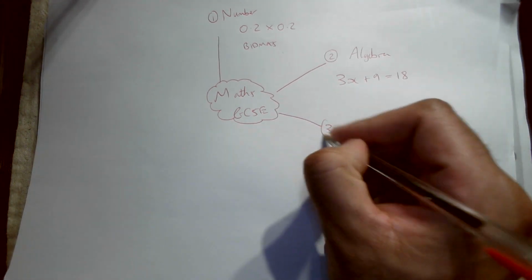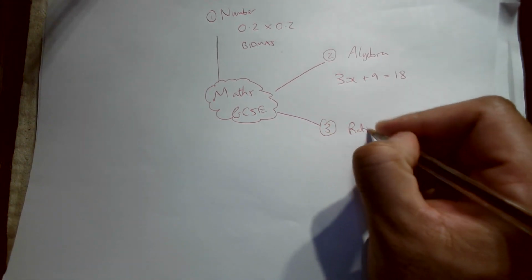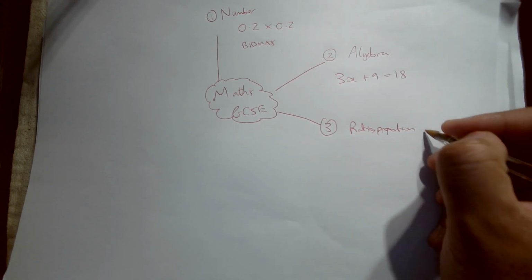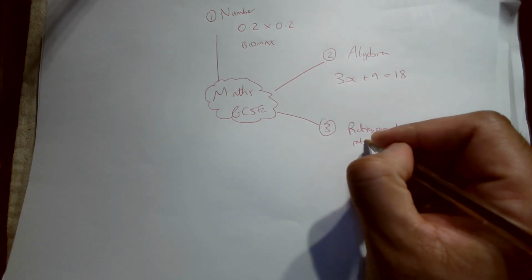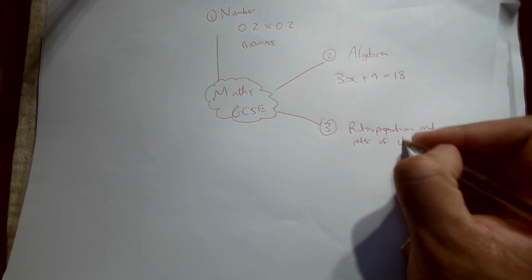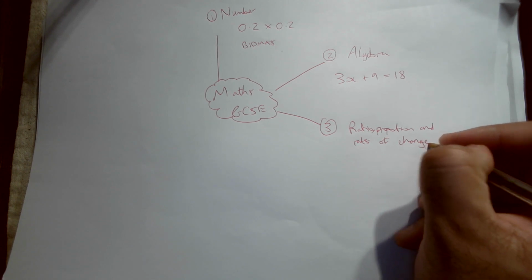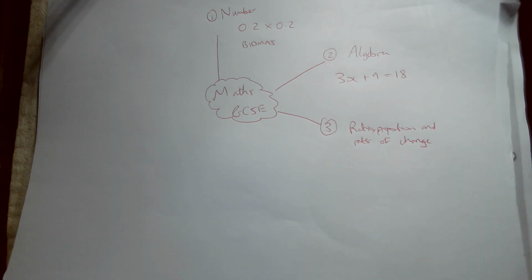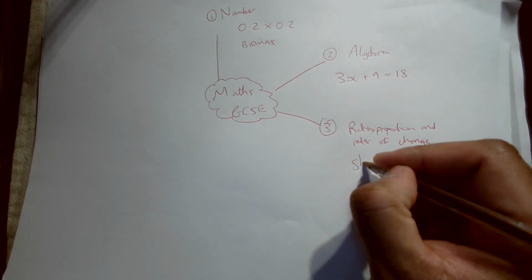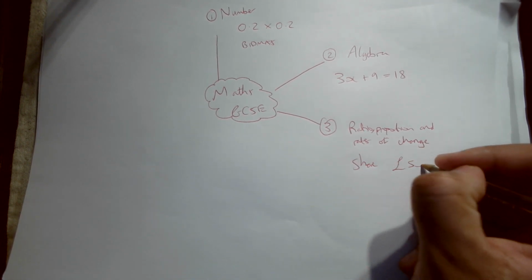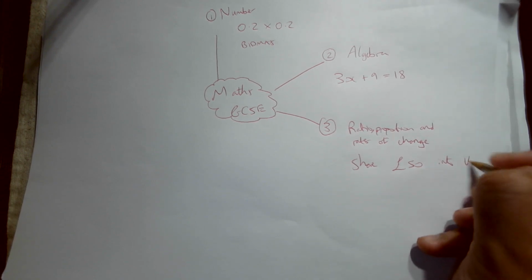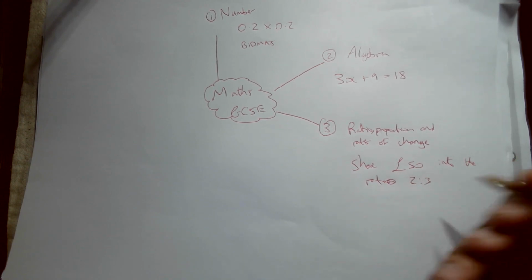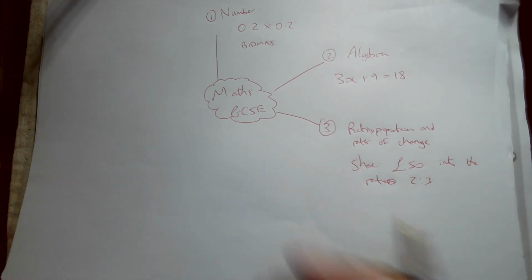The third area is ratio, proportion, and rates of change. So there's lots of different types of questions that can come up in this, but I'm just going to give you a very easy example. So share £50 into the ratio 2 to 3. Okay, something along those lines.